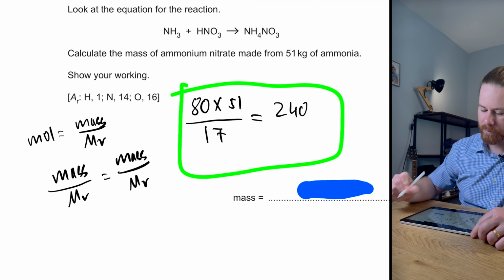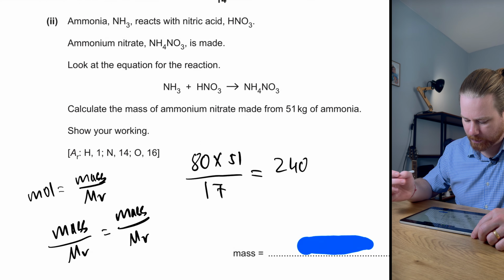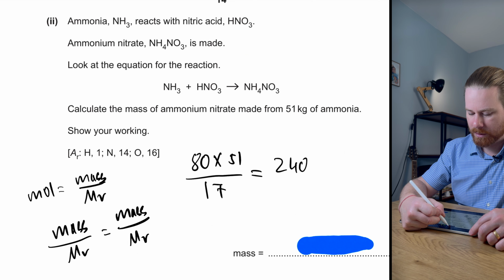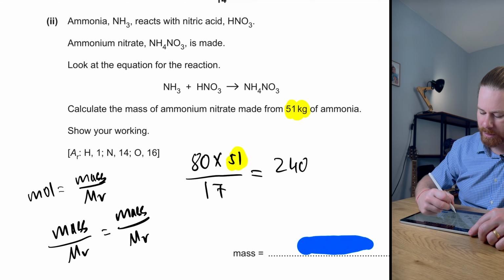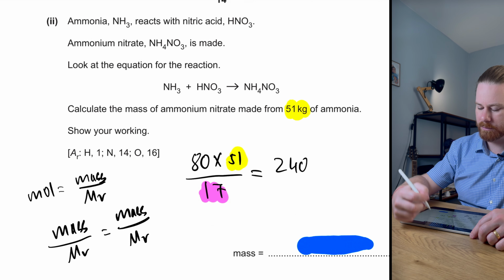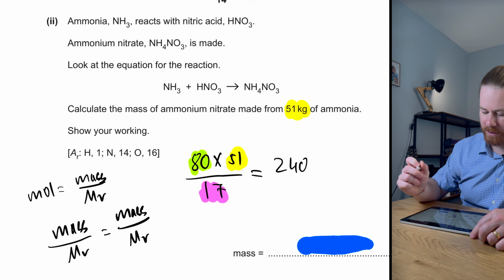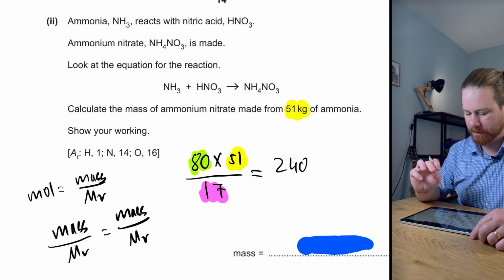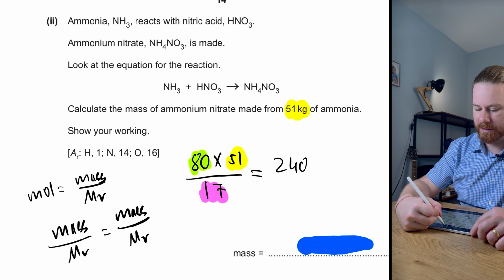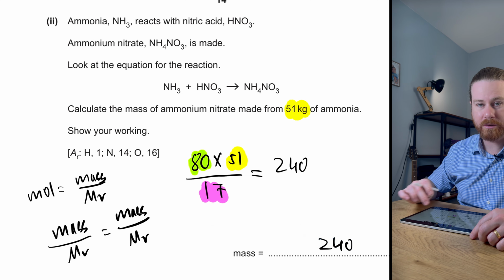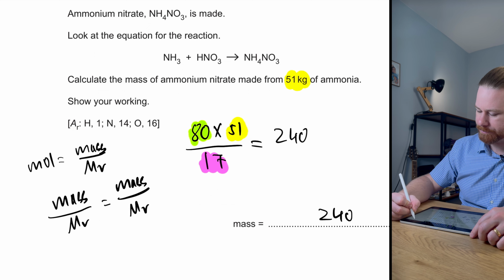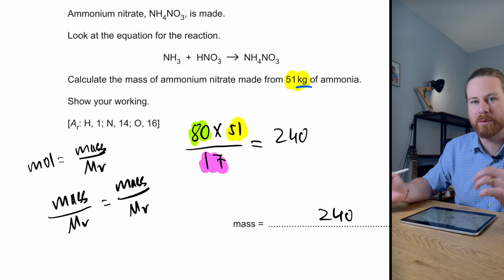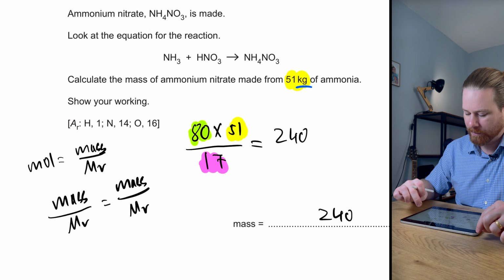So here we go. Let's do some highlighting. So here is our mass, here is the Mr of ammonia, and then the Mr for ammonium nitrate. And then that will give us our answer of 240 kilograms. Because our final answer is in kilograms, this is in kilograms, we don't need to worry about converting between grams and then back to kilograms.